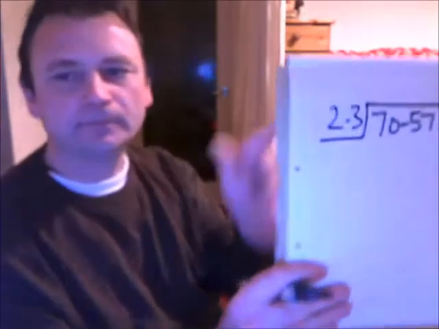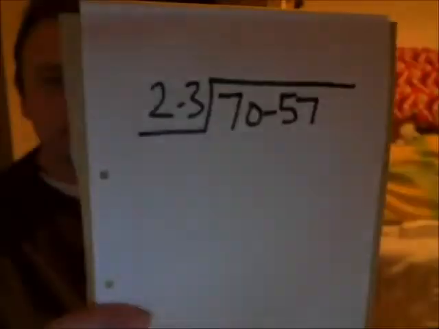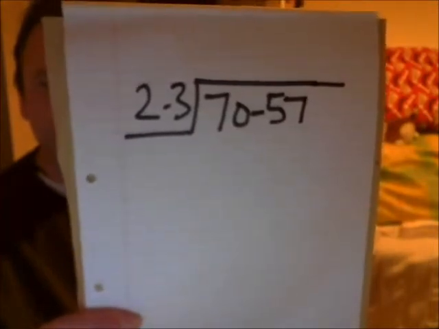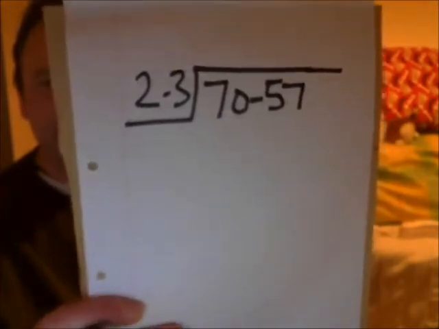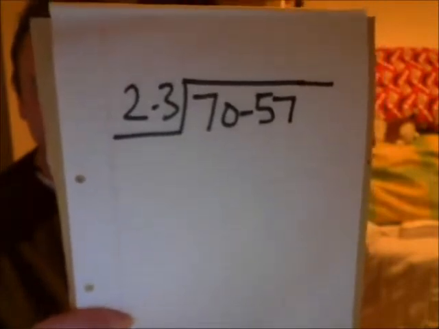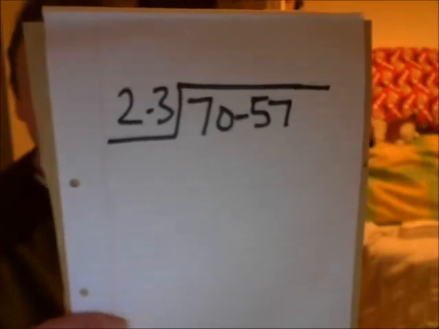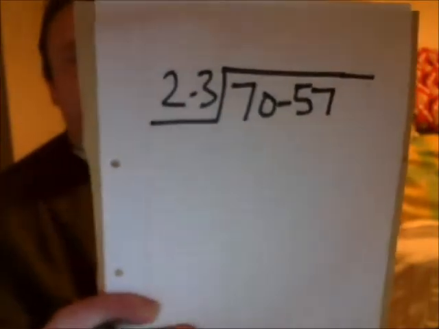We are dividing by decimals, okay? And that is what we are faced with, okay? 70.57 divided by 2.3. 70.57 being the dividend, 2.3 being the divisor. It's as simple as this, folks.